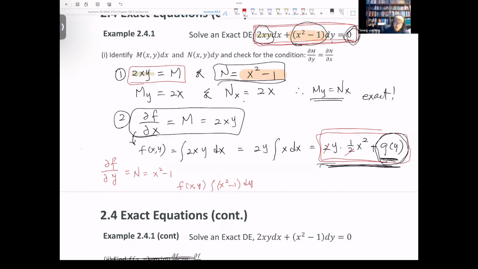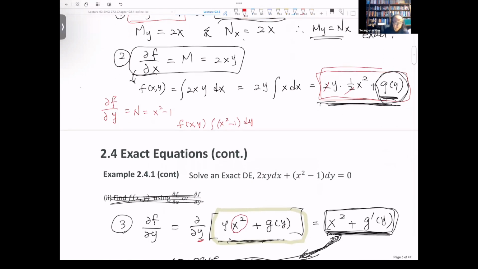I'm going to just go quickly to show you. And then that equals x squared y minus y. And then this time we're going to call it plus h of x. And then take the derivative of this in terms of x: 2xy minus y equals 0 plus h prime of x.